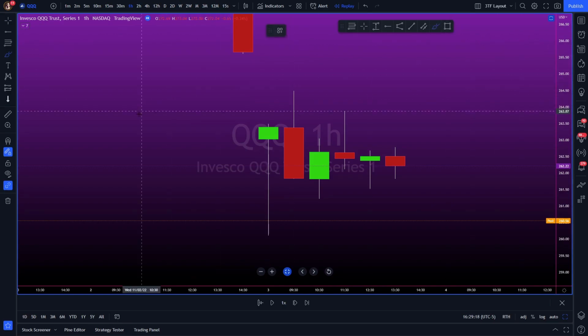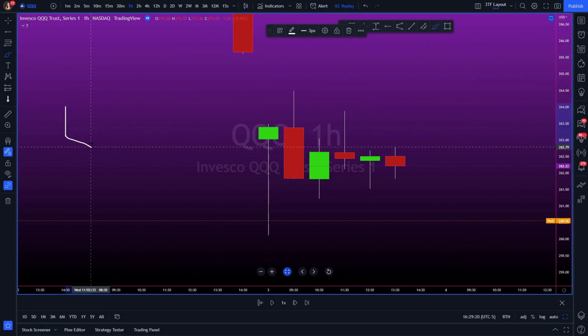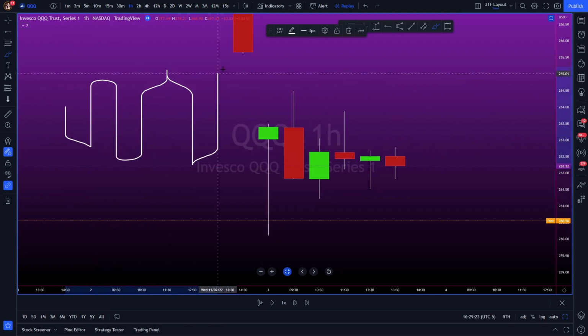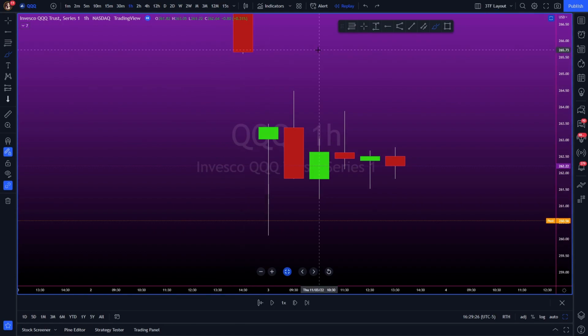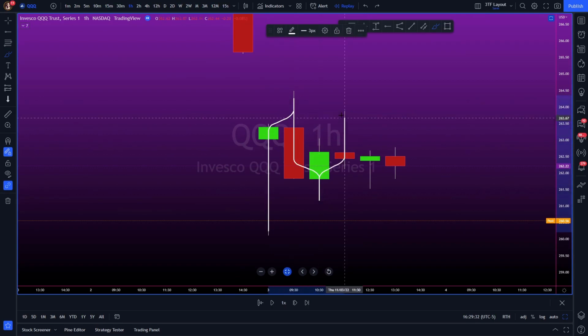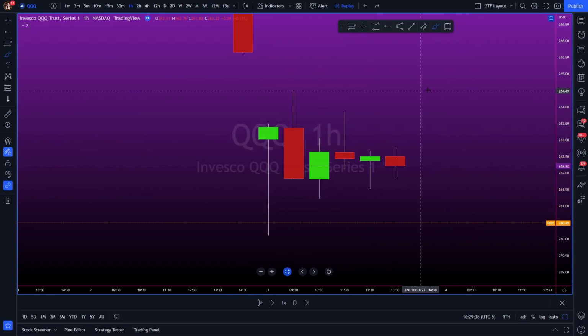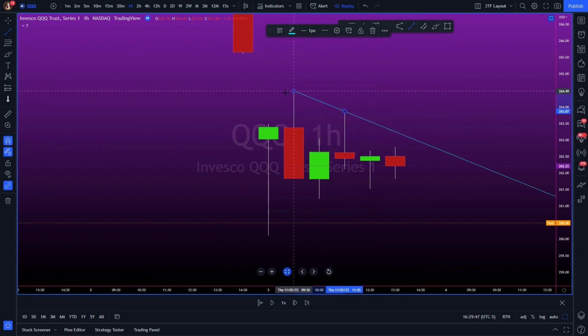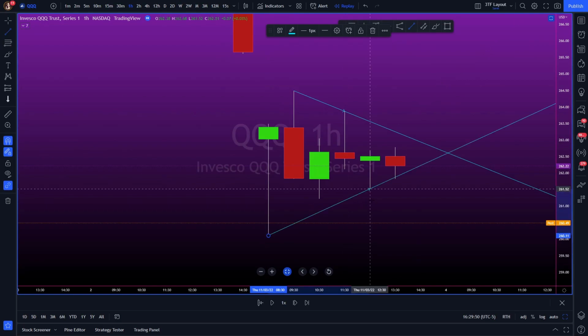When we were talking about broadening formations, we know that they look like this. Price is expanding and getting bigger. Well, when you have a tightening range, price is doing the opposite and it's getting smaller. So a good way to identify a tightening range or consolidation is you have lower highs and higher lows. Okay, this is what we call the no-no zone, which means you don't want to trade when price is within this pattern.